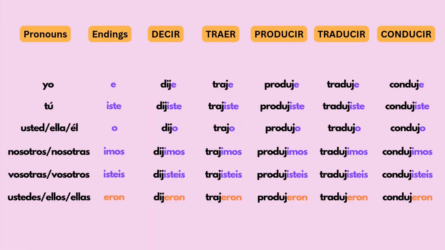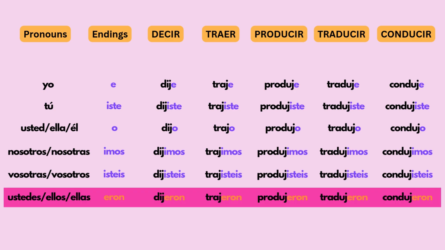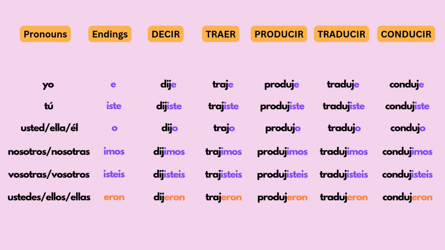The following group of verbs also share the endings of tener. However, there's a twist. The third person plural ending is eron, not hieron. This is a common exception within this group. Also, as you can see in the table, all these verbs gain a J in the stem. So, we have decir, dije, dijiste, dijeron, traer, traje, trajiste, trajeron, and the same goes for the rest.